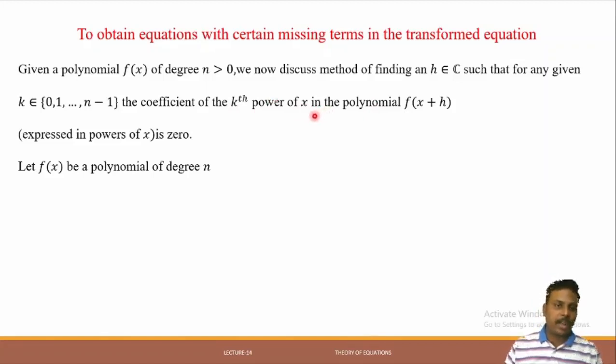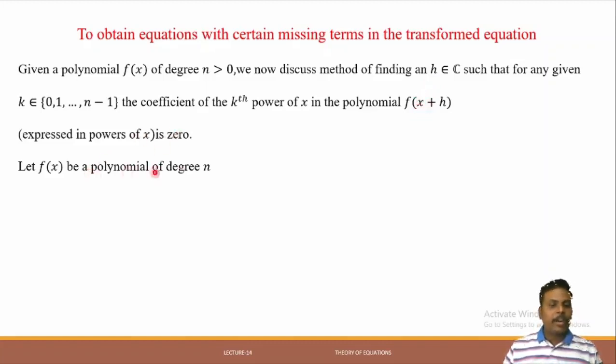Have you understood that? That means you are given a polynomial f of x of degree n. We need to find h such that if the roots get translated by minus h, and we find the transformed equation f of x plus h, in the transformed equation that kth power of x must not be present. That is our idea of finding h. Hope you have understood what we have to do.